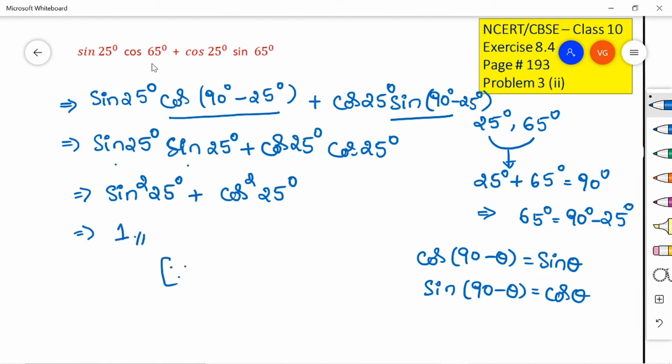So this is of the form sine square theta plus cos square theta, which is nothing but 1. Write down the formula here. Since sine square theta plus cos square theta is equal to 1, we are writing this as 1. So the answer for this problem is 1.